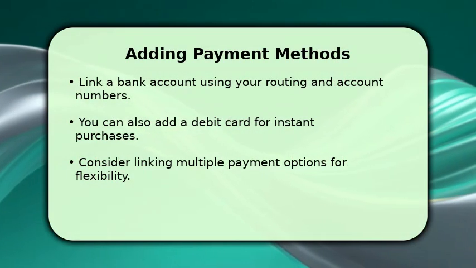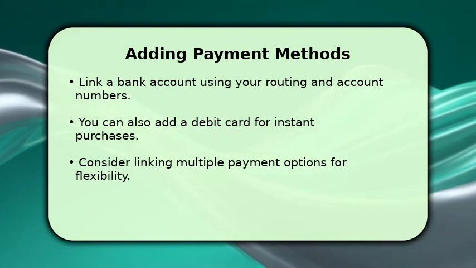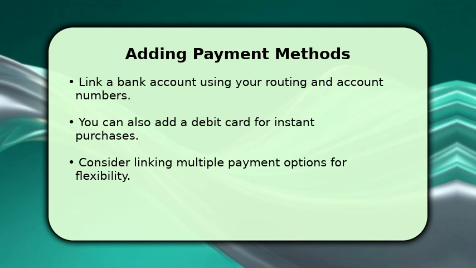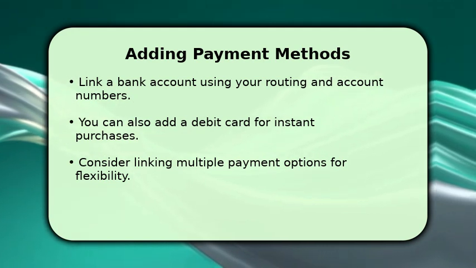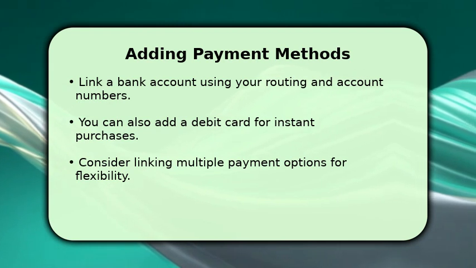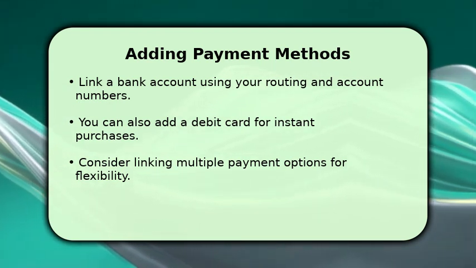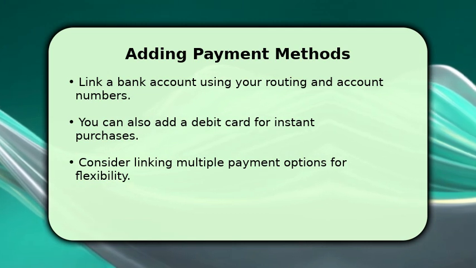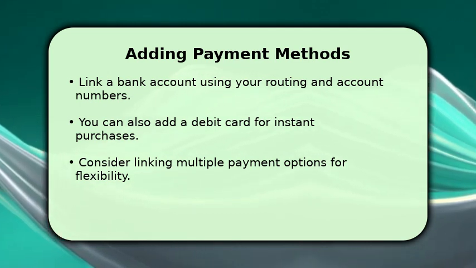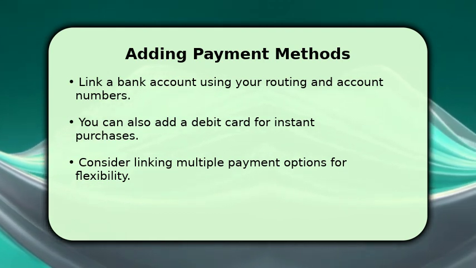Once your identity is verified, it's time to link a payment method. You can securely connect your bank account by providing your routing and account numbers. This allows for larger transactions and lower fees. Alternatively, you can add a debit card for instant purchases, though these may have different limits. Having multiple payment options provides flexibility, letting you choose the best method for your needs when buying or selling on the platform.